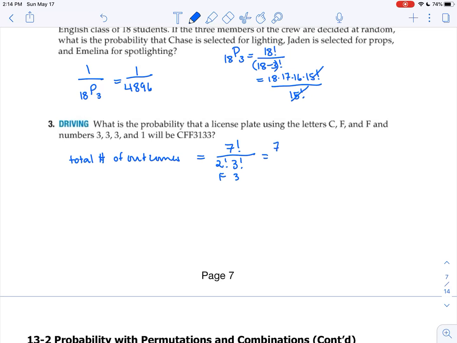So if we divide it out, 7 factorial times 6 times 5 times 4 times 3 factorial, and I notice there's a 3 factorial at the bottom. So we have that the 3 factorials will reduce out, and we're left with 420. Now, the way that the arrangement is written, there's only one possible way for the arrangement to fall in that order. So it's 1 out of 420. That is the probability.